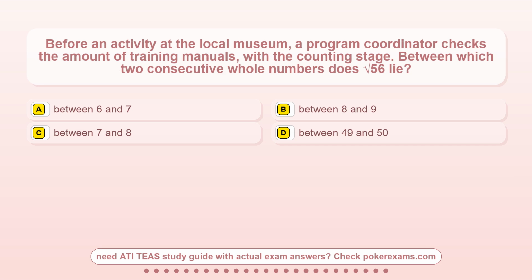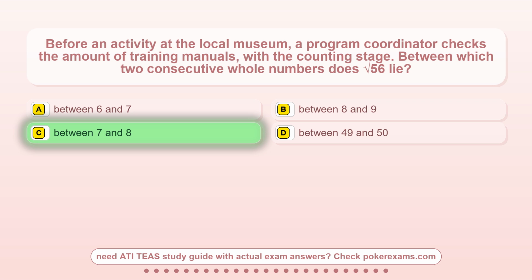Question 8. Before an activity at the local museum, a program coordinator checks the amount of training manuals, with the counting stage. Between which two consecutive whole numbers does square root 56 lie? Option A, between 6 and 7. Option B, between 8 and 9. Option C, between 7 and 8. Option D, between 49 and 50.